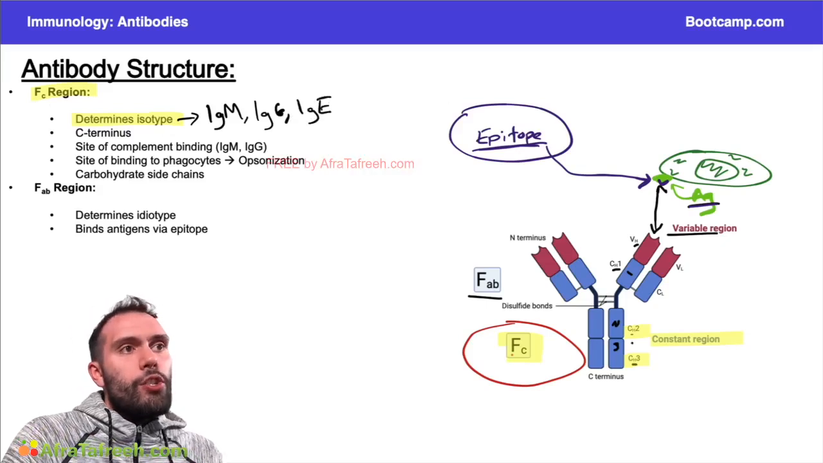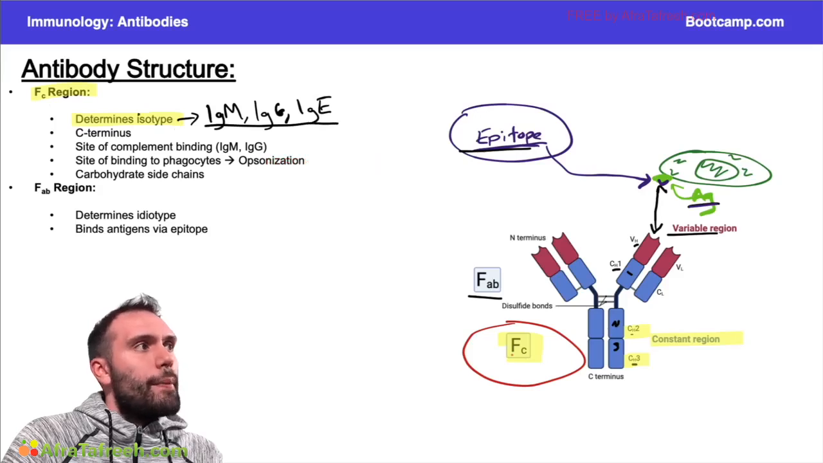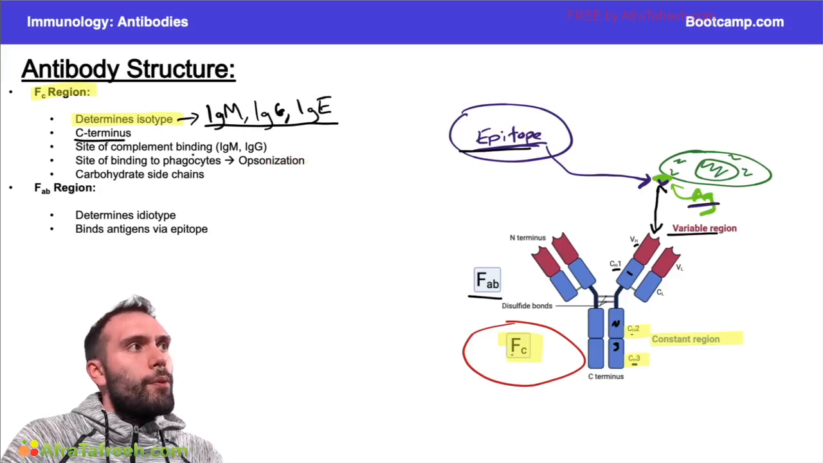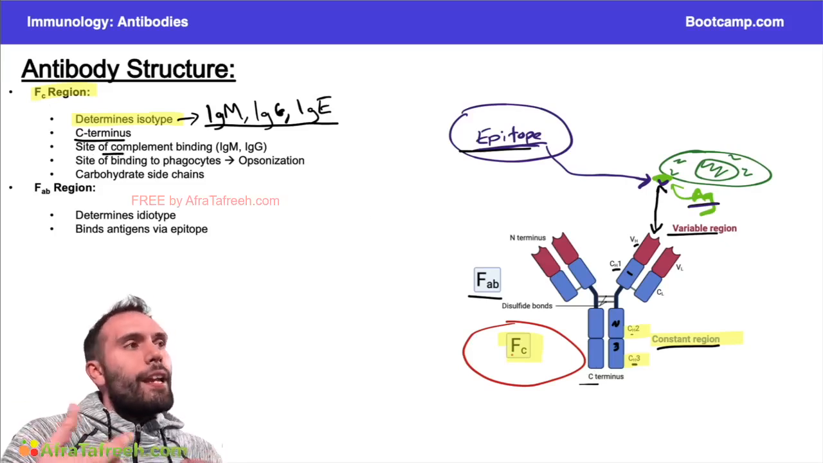This region doesn't determine what epitope the antibody can bind to, right? That's for the antigen binding region. In the constant region, we're just determining the isotype. So what type of antibody is it? And in this region, we also have this C terminus. Some people remember this by saying, hey, there's the constant region here, constant is C, and there's also a C terminus. And there's also, since we're talking about C, site of complement binding. IgM and IgG will use this region in particular for binding complement and then activating complement.